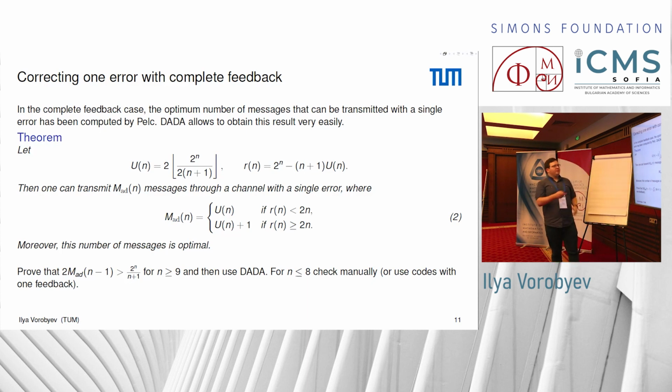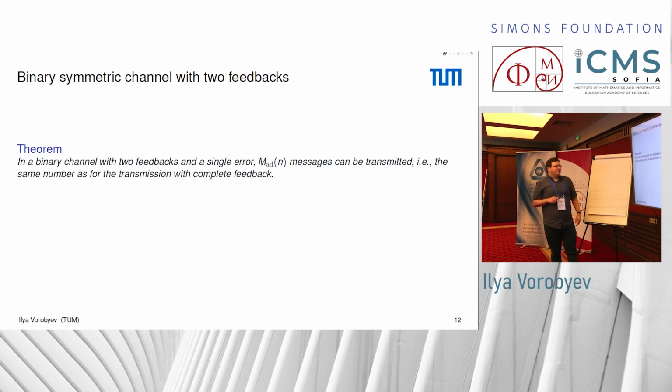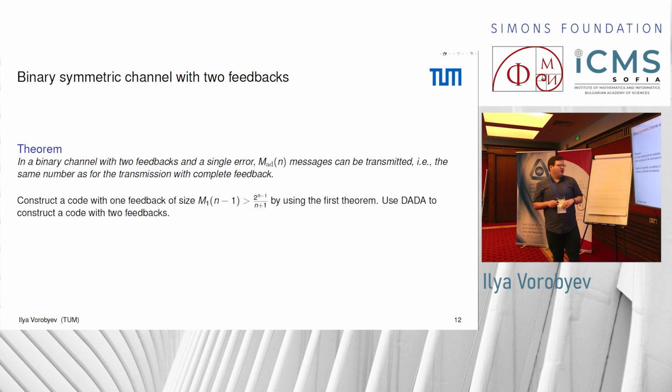Okay, so we can prove this old result again, but also we can prove something new. The previous result was about complete feedback. And now we can prove that with only 2 feedbacks and 1 error we can actually achieve the same result. So instead of complete feedback after each symbol, we now have only 2 feedbacks, but we can transmit the same number of messages.